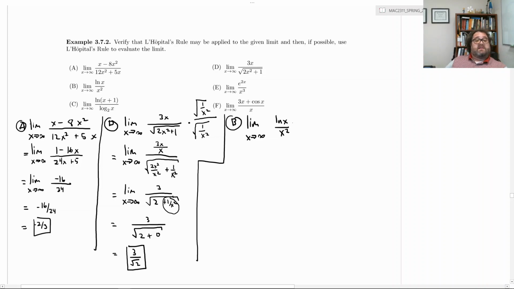Okay, let's think about this. We need to make sure it's in the correct form. X squared, clearly, if we're going to look at the numerator and denominator individually, the denominator is clearly going off to infinity. And natural log, remember the function natural log looks like this.